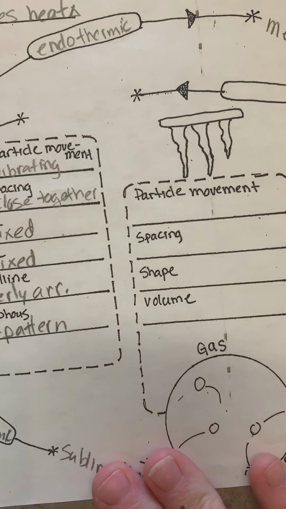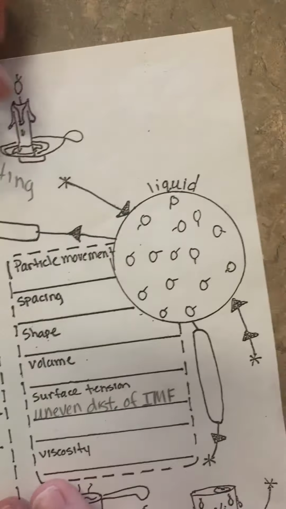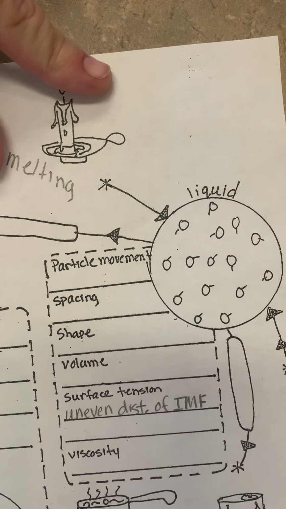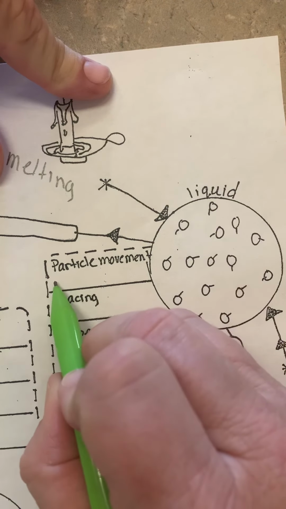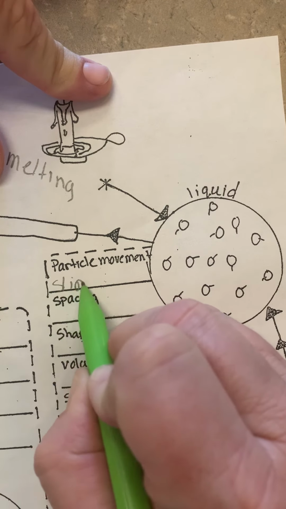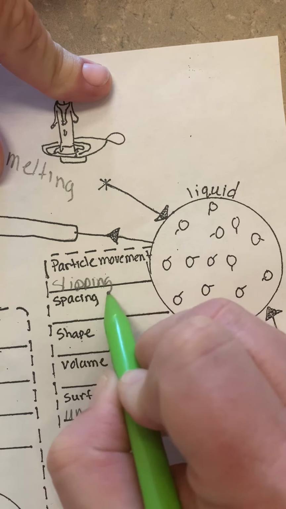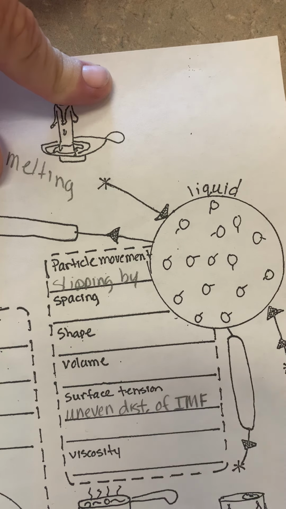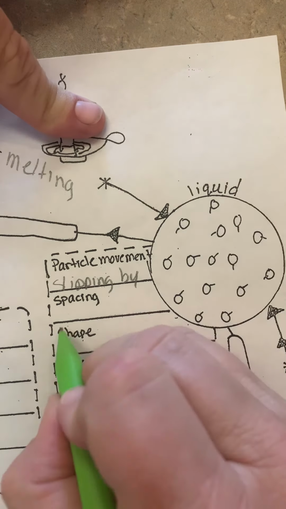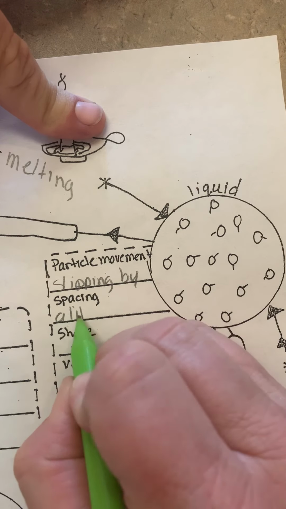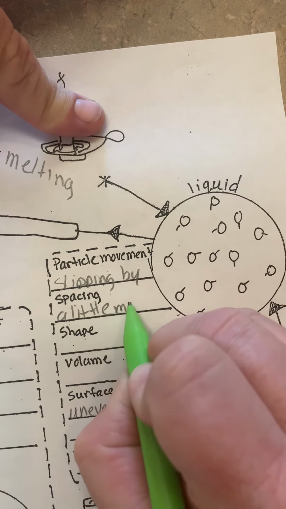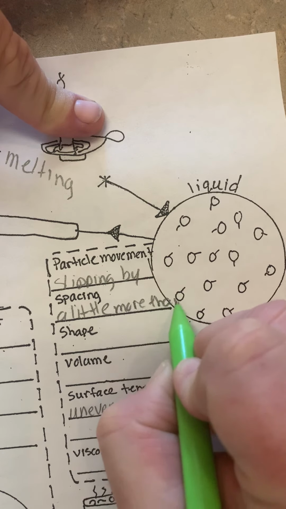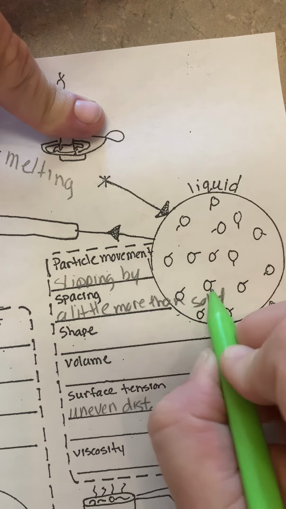Now, let's go over to the liquid circle. Let's talk about the particles of a liquid, the movement. They're moving faster than a solid. They're slipping by each other. Remember, they're slipping all around. They're not that far apart, but they're able to move around each other. They're not just vibrating, they're moving around each other, but staying relatively close. Spacing, it's a little more spacing than solid. Not as much as a gas, but a little bit more.